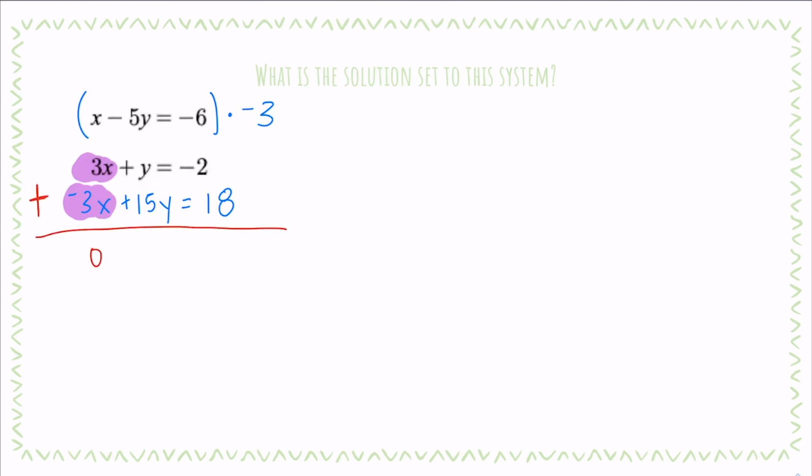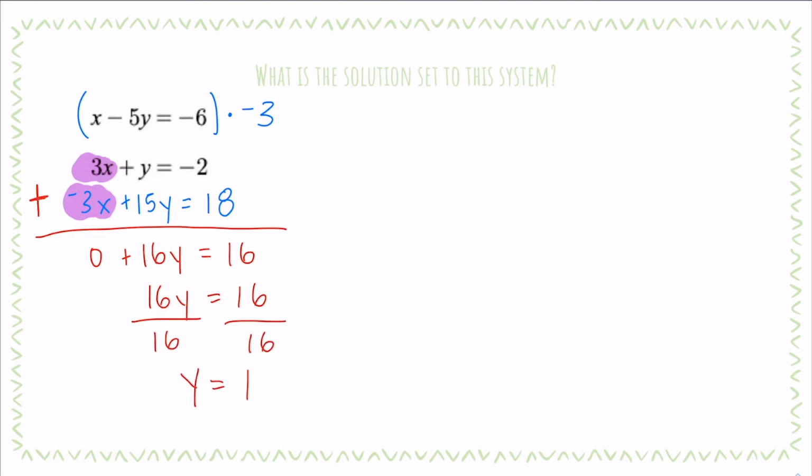Our x terms are eliminated. y plus 15y gives us 16y. -2 plus 18 gives us 16. And then our last step to solve for y is to divide by y's coefficient. So we get y equals 1.